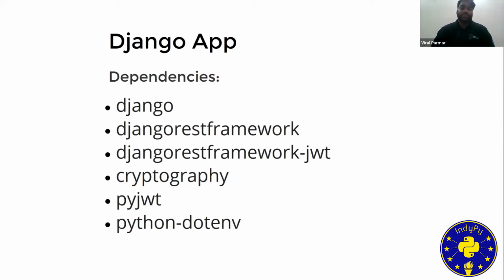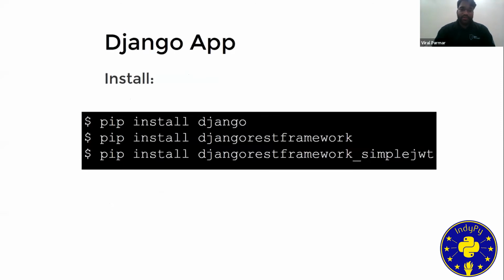You can do that. So first of all, you have to install the dependencies. All the dependencies like Django, Django REST framework, Django REST framework hyphen JWT, cryptography, PyJWT, and Python dot environment for your system if you want to work in different scenarios or systems or platforms. So install Django first, if you are using just Python, then Django REST framework, then Django REST framework simple JWT to create a JWT application.